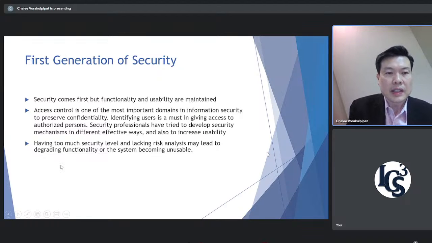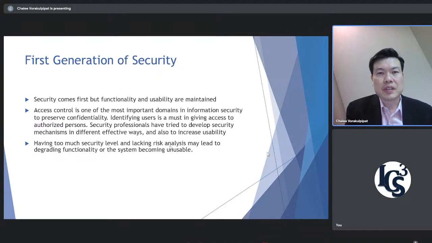Having too much security and lacking risk analysis can inhibit people from using it. So if you have too much security and you overlook usability, people will not use it.